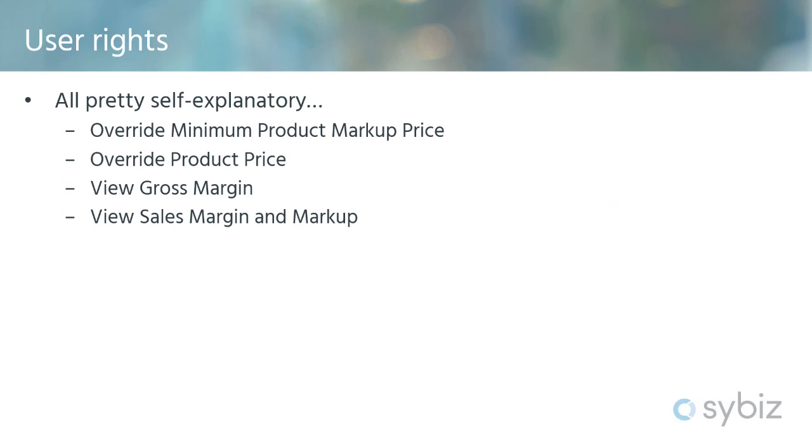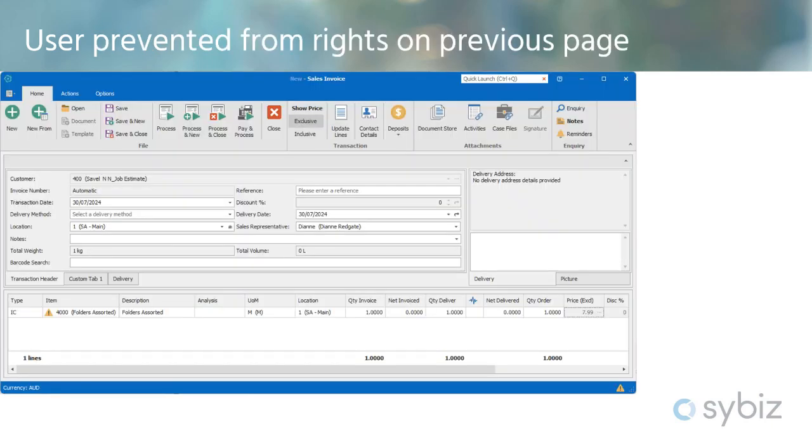So from a user rights perspective, the key user rights that come into play here, you have the ability to do a couple of overrides, and obviously if you take those rights away from people, it will prevent them from doing certain things. And then there are certain organisations that are very cost sensitive, so they don't want the person actually processing the sales transactions to be too aware of what these items cost the business. So you do have the ability to take away their ability to view the gross margin and the margin and markup as well, which we'll get to in a moment.